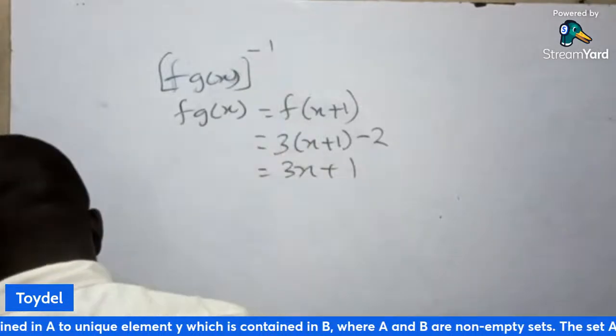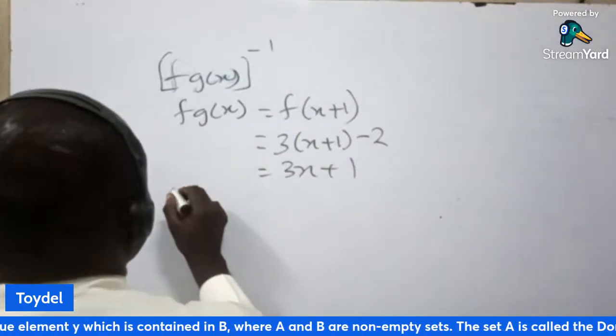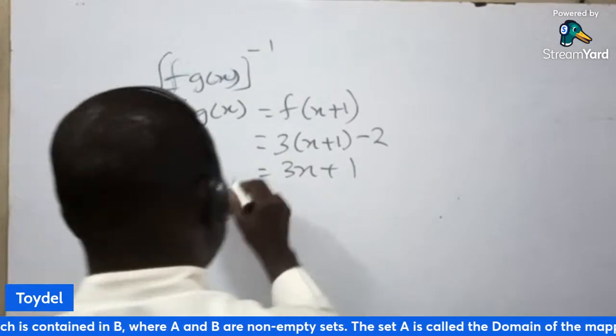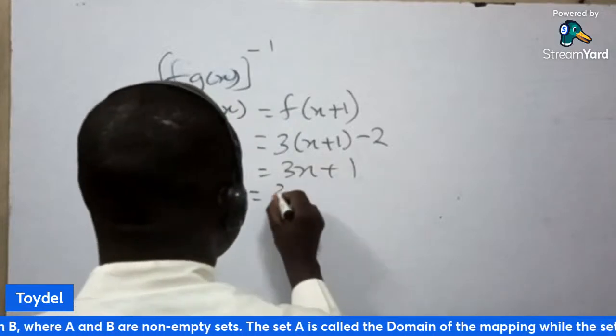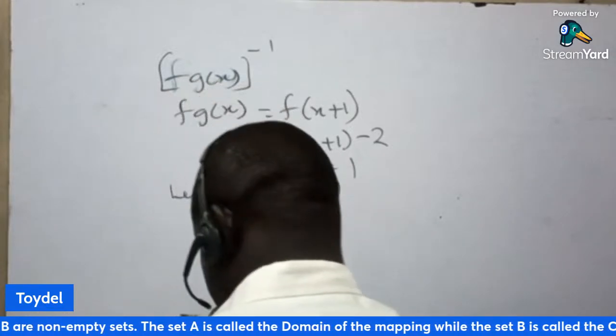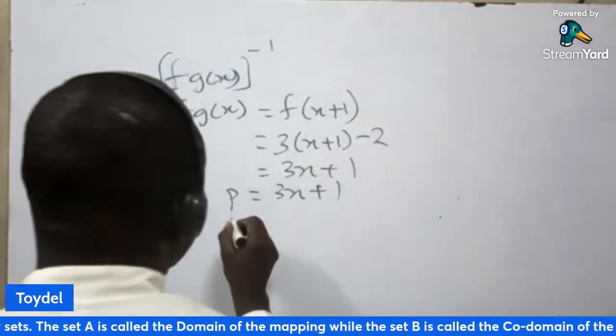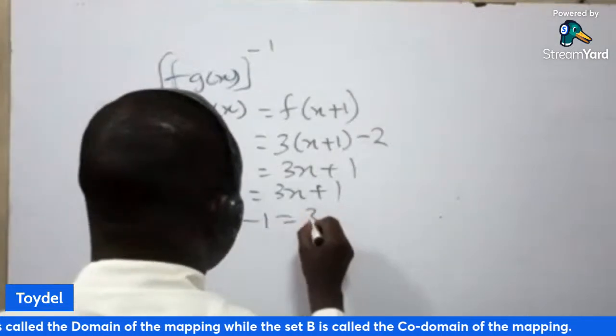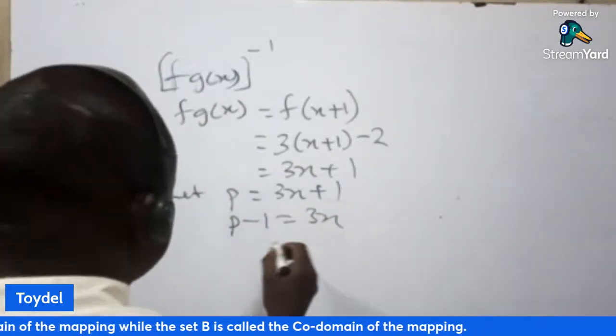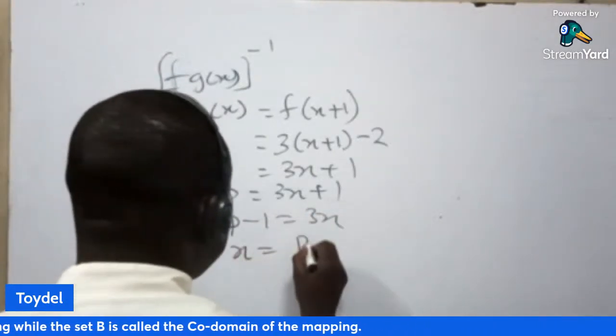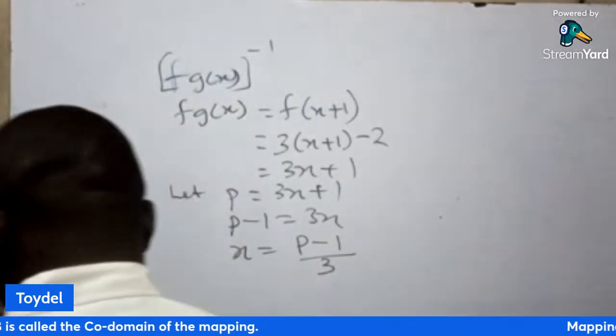How do I find the inverse of this? I can just say, let P represent everything here, 3x plus 1. So that P minus 1 can be equal to 3x. Then I want to make x subject of the formula. So x invariably will be P minus 1 all over 3. That's what I'm going to get there.